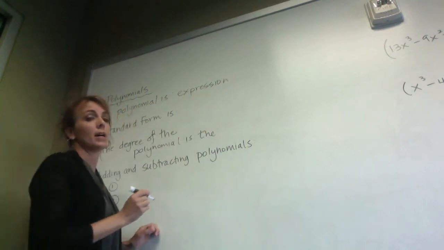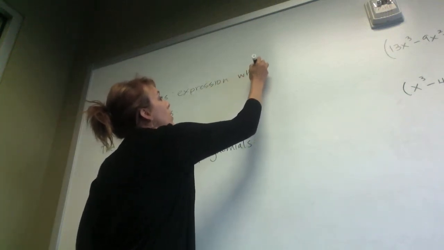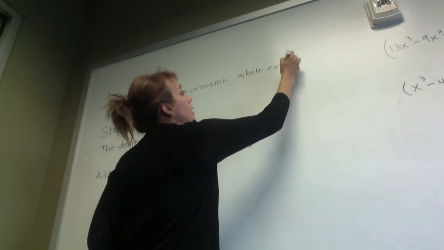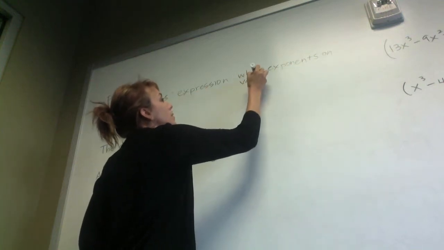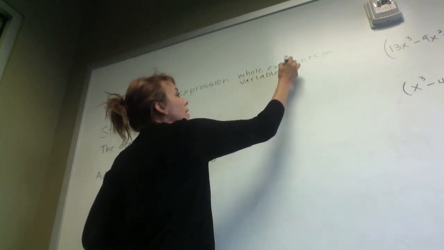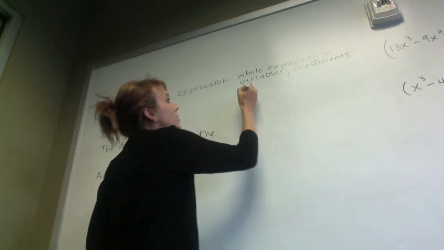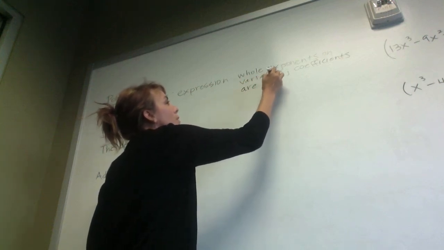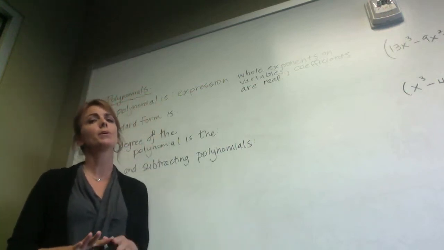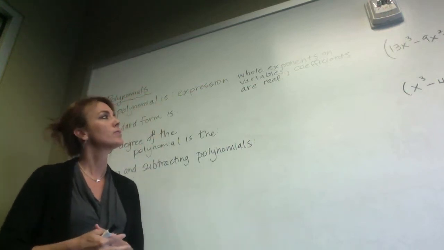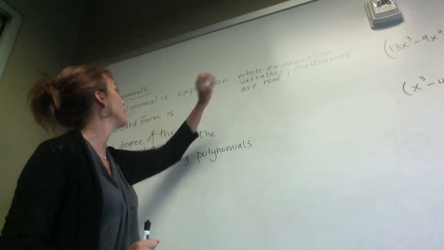The two criteria are the expression has whole exponents on the variables, and the coefficients to the terms are real. Now, we haven't really talked yet about imaginary numbers, but that's what that would exclude. So if you have an expression that meets these two criteria, what we have is a polynomial.